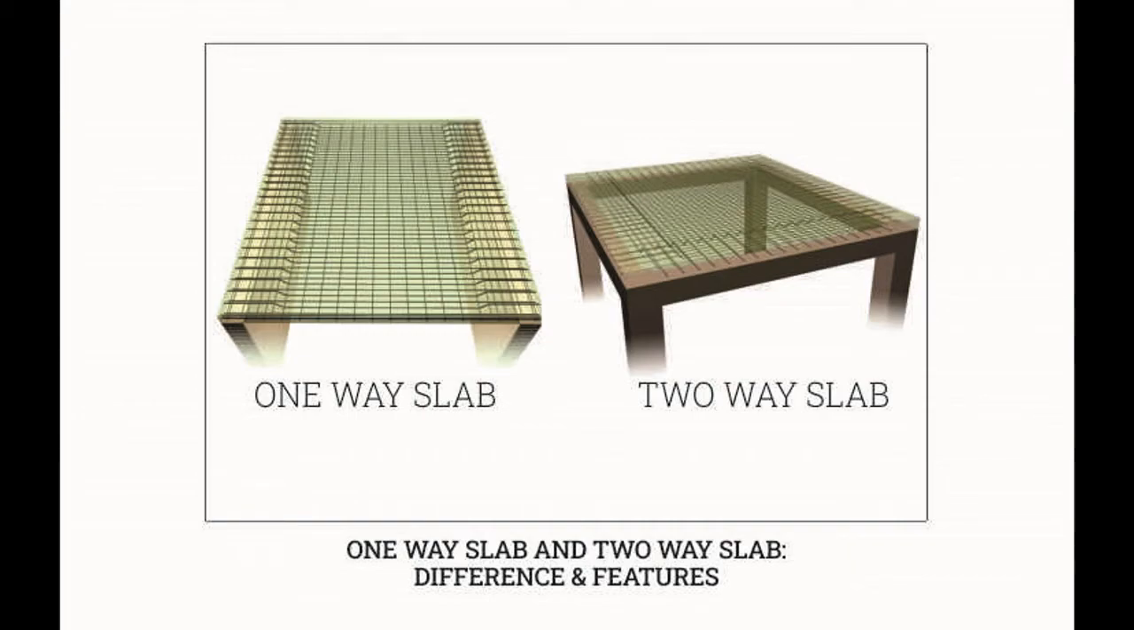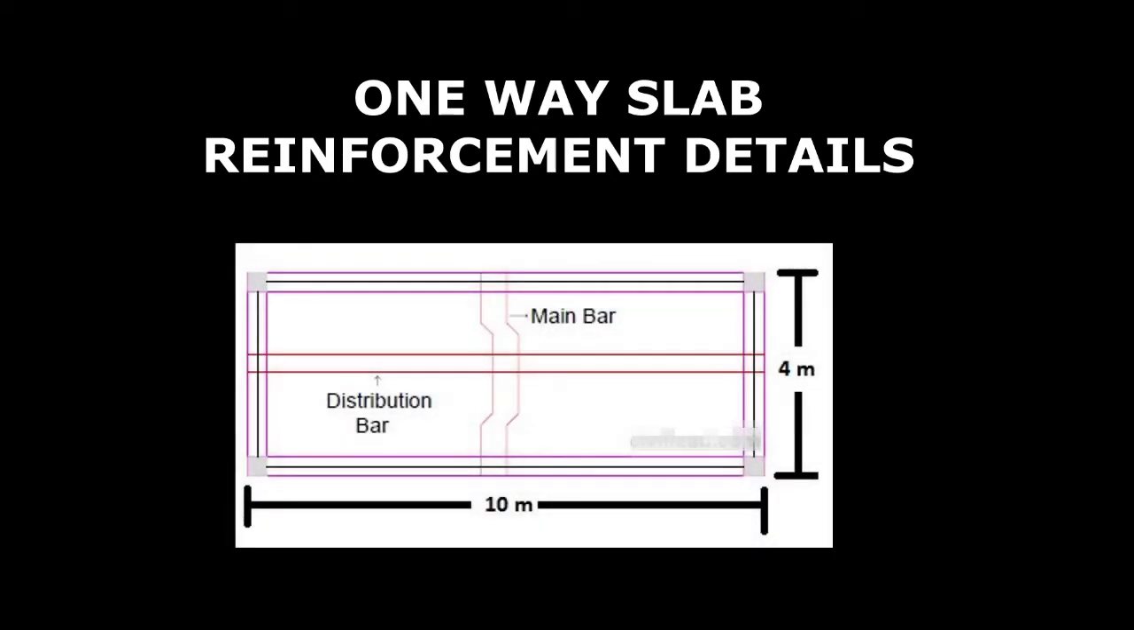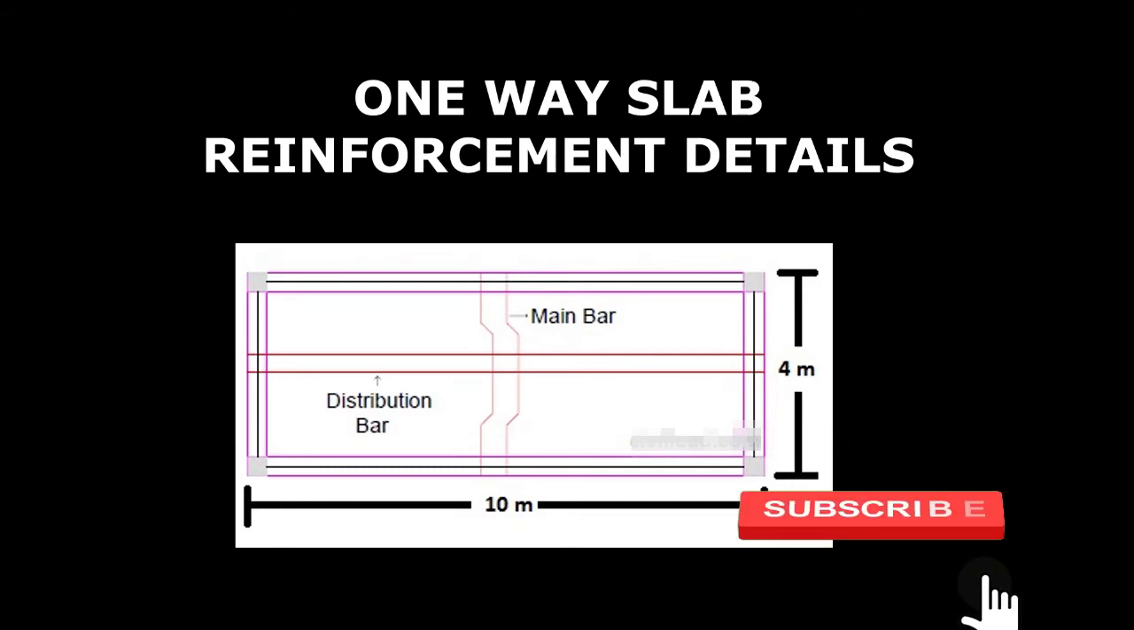In practice, the choice of one-way slab and two-way slab for a particular structure will largely depend upon the economy, buildability, load condition, and length of span. One-way slab reinforcement details. In this slab, the length and width is 10 meter and 4 meter. So by checking L by D ratio, we get 10 by 4, that is 2.5, which is greater than 2. So it is clear that it is a one-way slab.